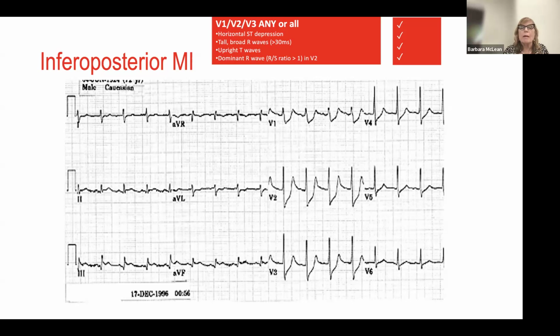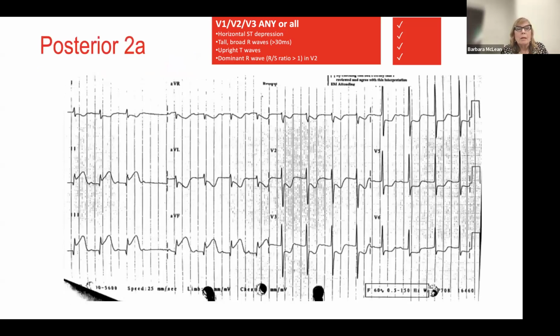Because it's an inferior STEMI, I'm immediately going to look at posterior reciprocals. And in the posterior reciprocals, I see ST segment depression, depression, depression, upright T, upright T, upright T, and a relatively normal or large R wave for those positions. This is an infraposterior infarct. Okay. Again, another very significant posterior infarct along with inferior.